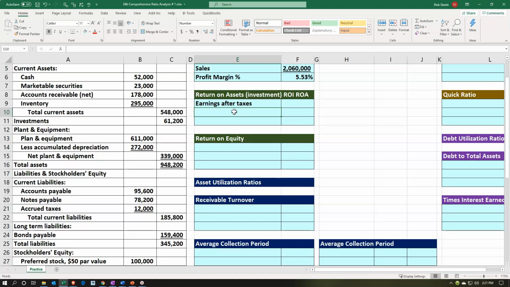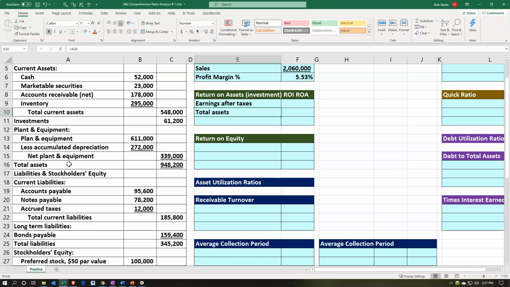We're going to compare that then to our assets, a balance sheet item. So that's going to be this item, total assets. Now remember, because we have a balance sheet account and an income statement account, there are timing differences. The income statement covers a range of time, while the balance sheet is a point in time.